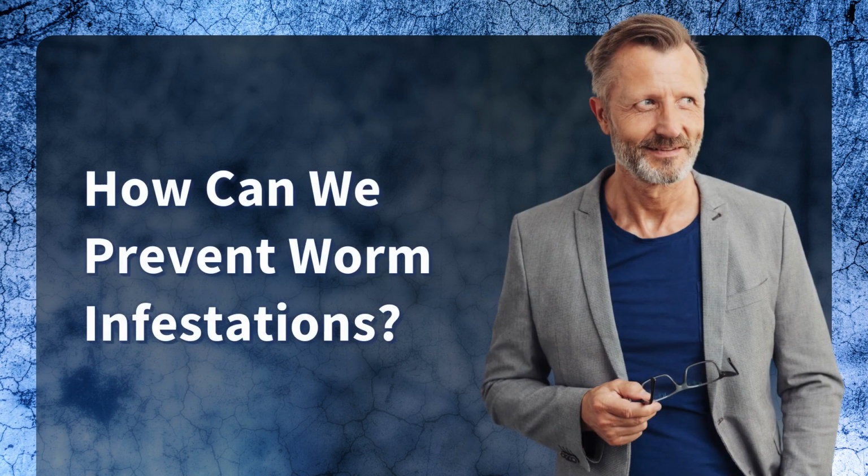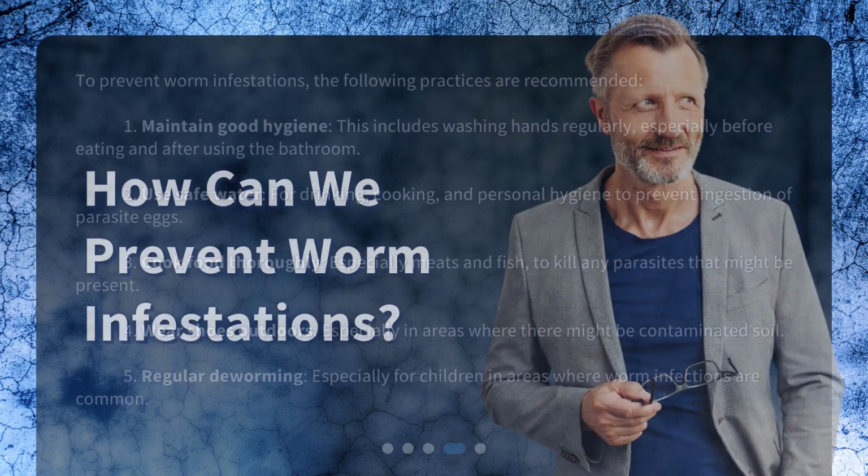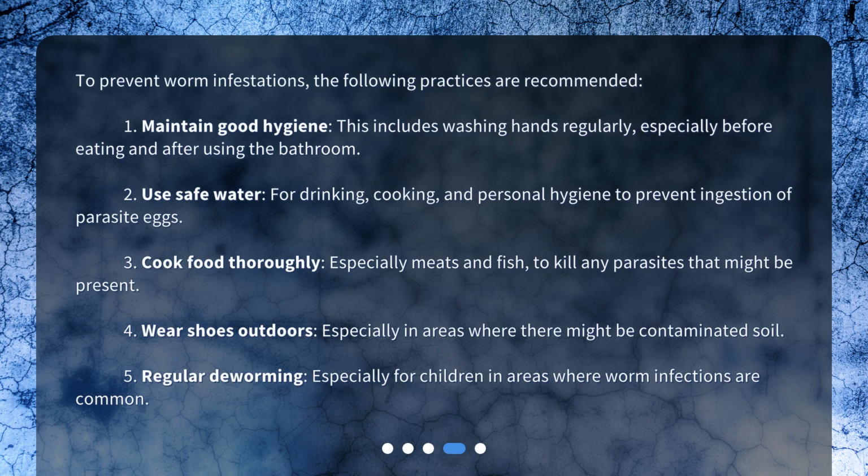How can we prevent worm infestations? To prevent worm infestations, the following practices are recommended. 1. Maintain good hygiene. This includes washing hands regularly, especially before eating and after using the bathroom. 2. Use safe water for drinking, cooking, and personal hygiene to prevent ingestion of parasite eggs.